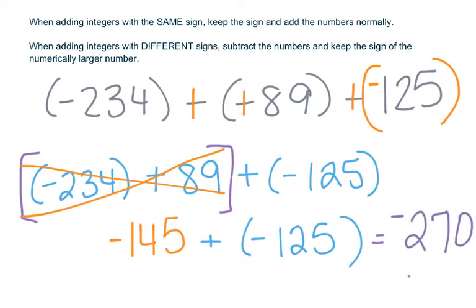Negative 270. So we changed all of our signs first. So this subtraction to a positive, change this one to positive, this subtraction sign to an addition sign. This positive number now becomes negative. You do the opposite. And then you work with two numbers at a time. These had different signs, so we subtracted and kept the sign of the larger number. Then we bring down the rest of our problem. These have the same sign. We add them and keep the negative sign.